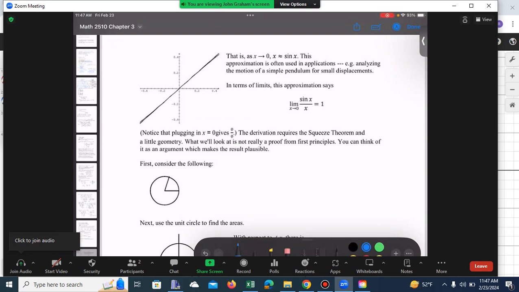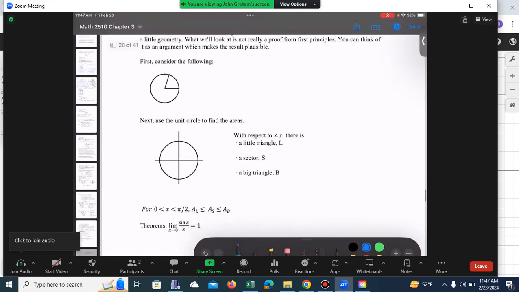Alright, so the way we're going to do this is we're going to look at a unit circle. Now, remember that the area of a sector of a unit circle, that's this area here, is equal to 1/2 radius squared theta. That becomes important in the very next thing. So we're going to look at the unit circle. We're going to look at a section of it, a sector of it. So this is equal to 1.